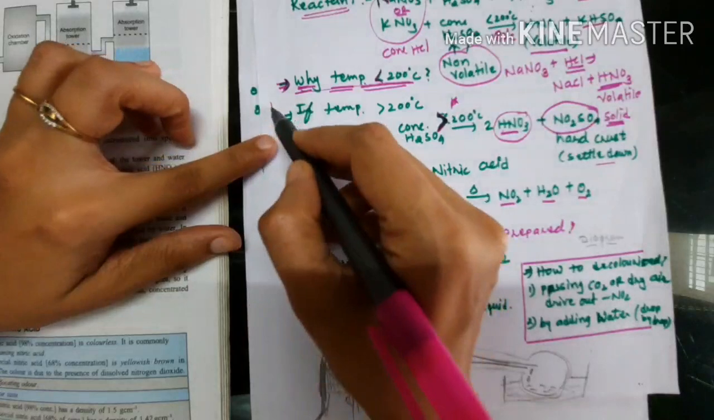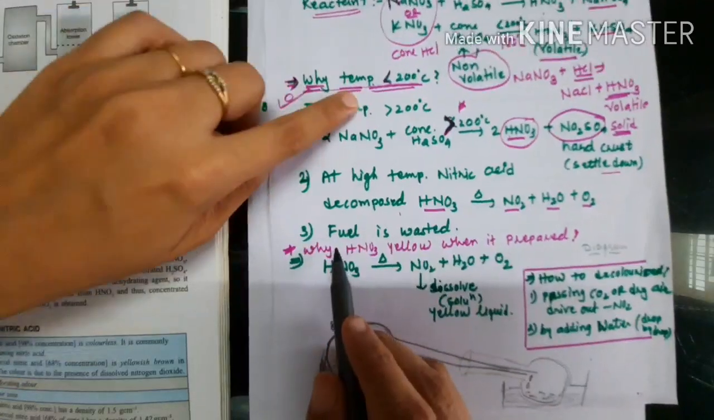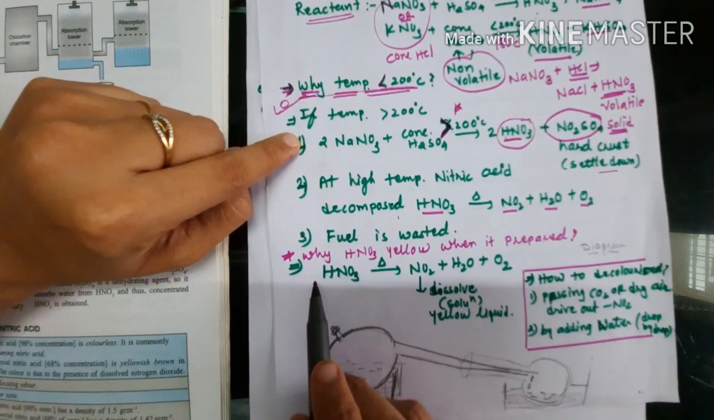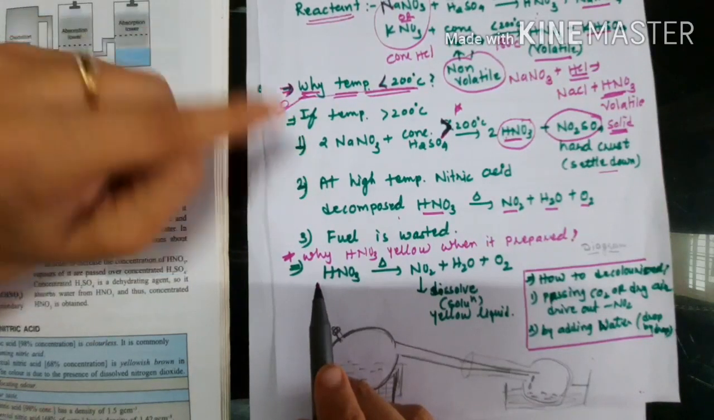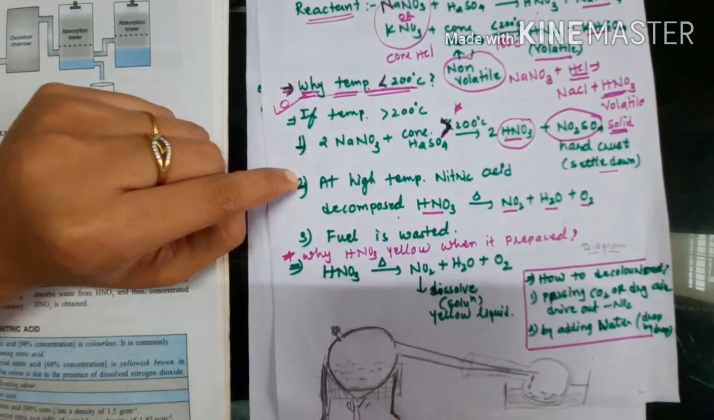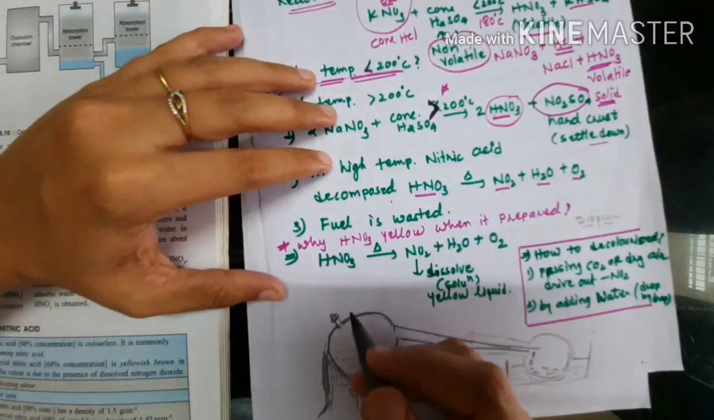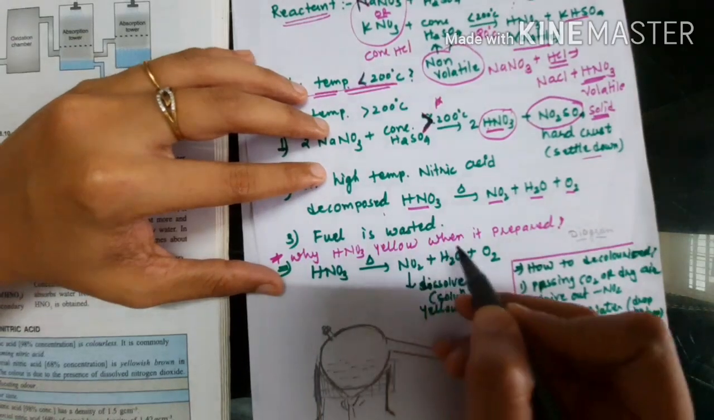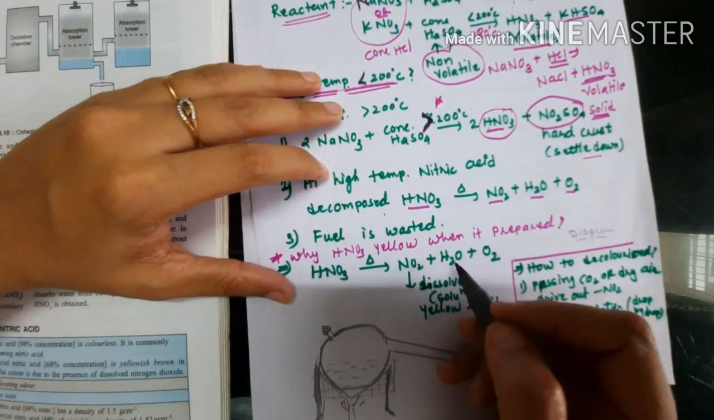Okay, this question you need to remember: why we are taking the temperature like this. In SCl also we have learned this. So don't mix together SCl and HNO3, both are different things. Okay. Now the third question: why is HNO3 yellow when it is prepared?